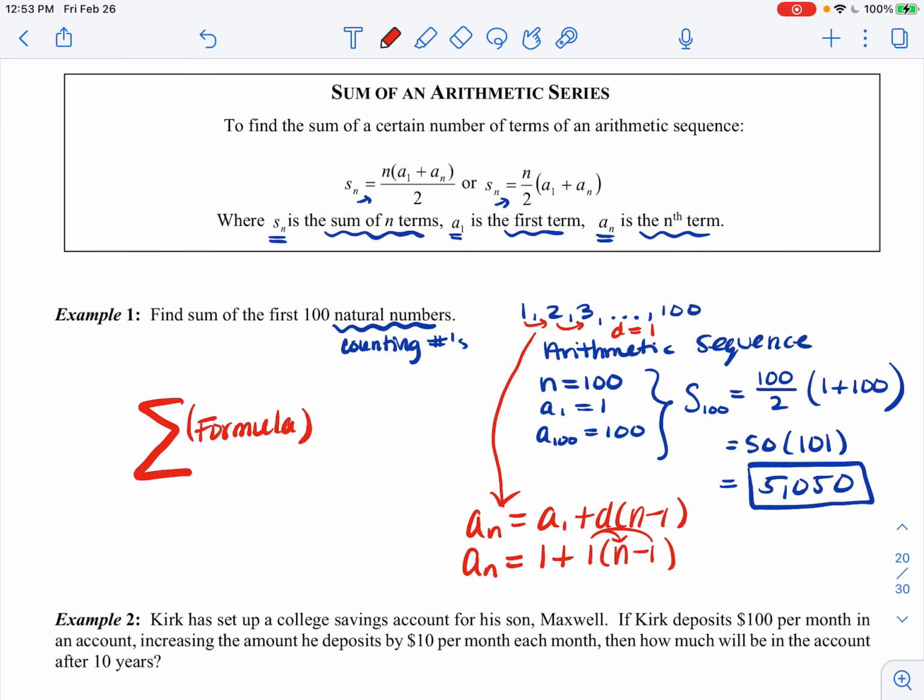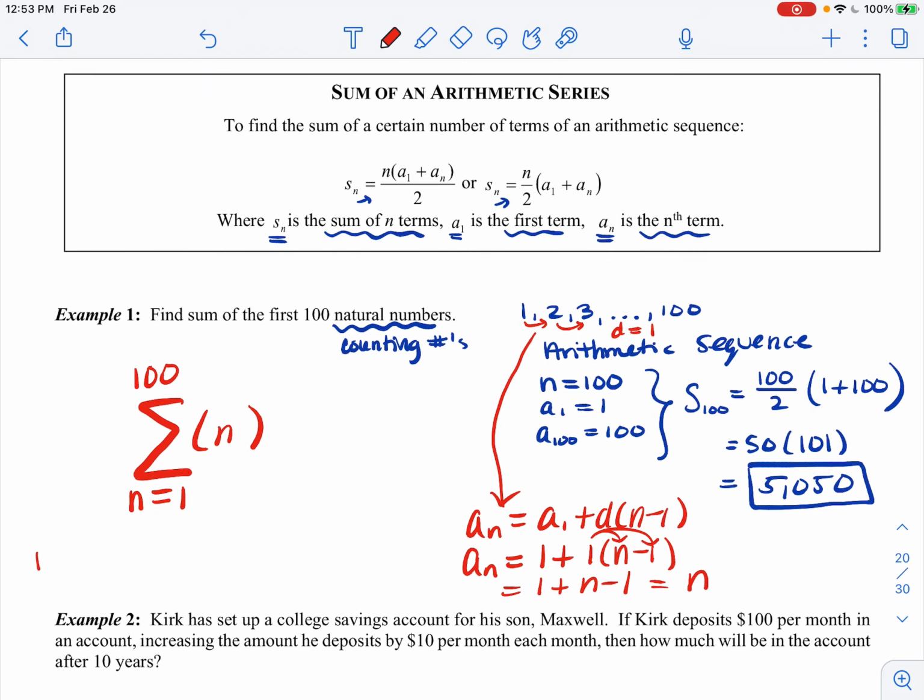I could clean this up a little bit. 1 plus n minus 1 really just simplifies, the ones cancel, to be n. So my formula here, let's go back, is super simple. It's just n. Now I'm starting with the first term. I'm going to the 100th term.